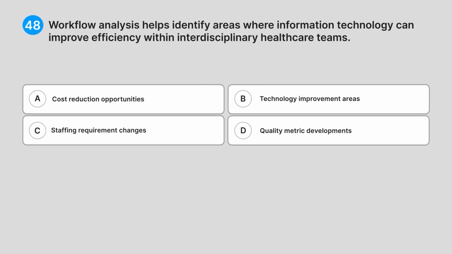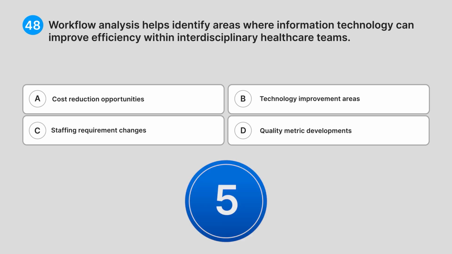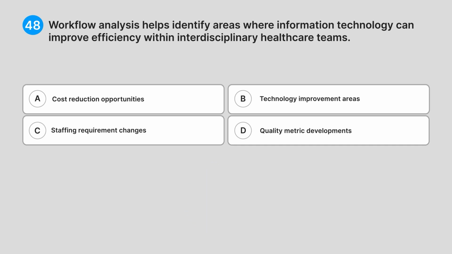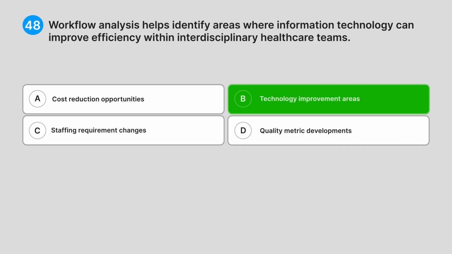48. Workflow analysis helps identify areas where information technology can improve efficiency within interdisciplinary healthcare teams. A. Cost reduction opportunities. B. Technology improvement areas. C. Staffing requirement changes. D. Quality metric developments. Do you know the answer? Correct answer, B. Technology improvement areas.